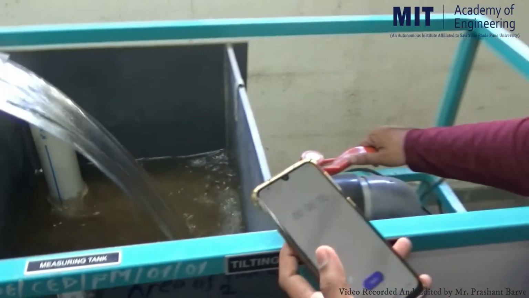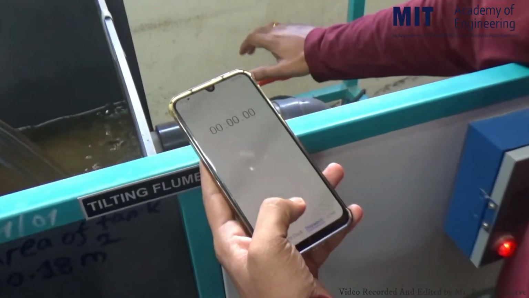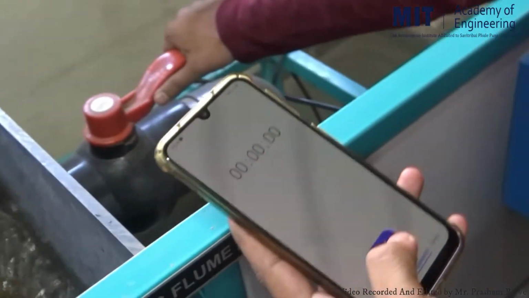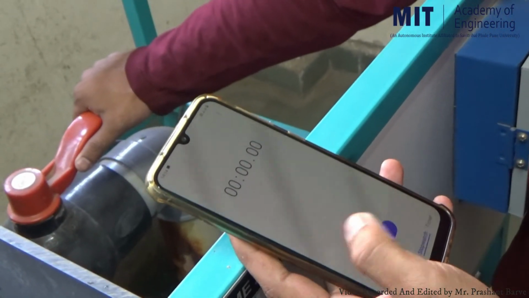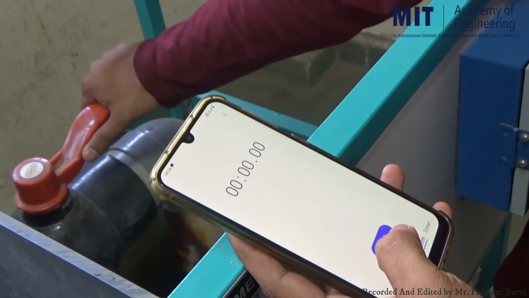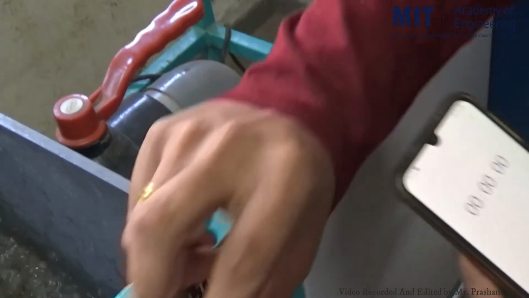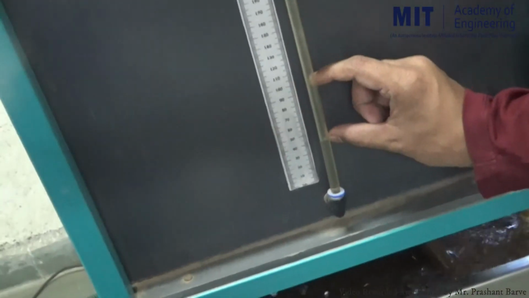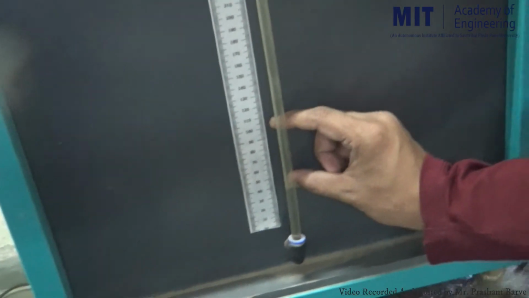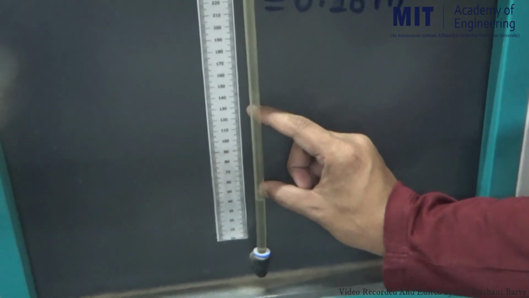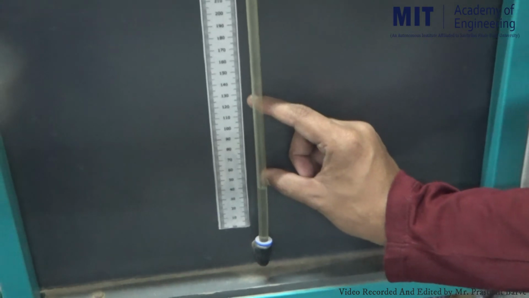Okay, so then what I am going to do is, now I have the stopwatch in my hand and I will close this valve. Meanwhile, I will start this stopwatch. Okay, and I will consider the time to collect a depth of water, let us say 50 mm more, or let us say 10 centimeters more.